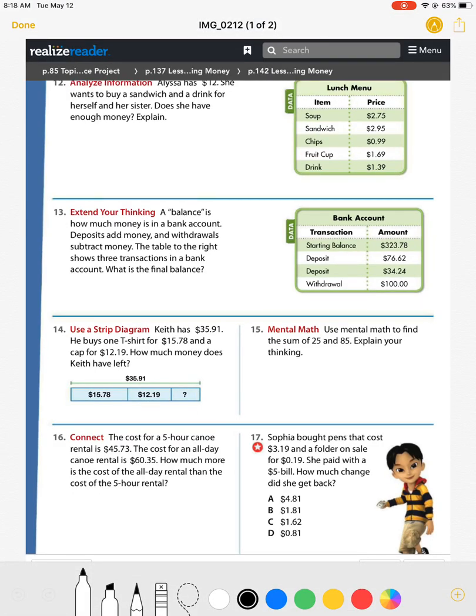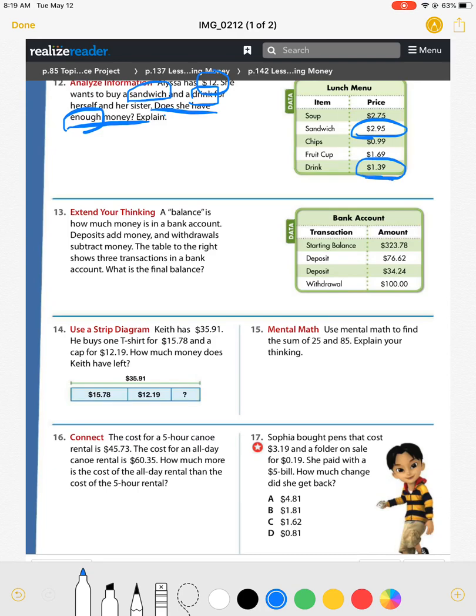Number 12. Alyssa has $12. She wants to buy a sandwich and a drink for herself and her sister. Does she have enough money? Explain. So our question, does she have enough money? And right now she starts out with $12. Let's look at what she wants to buy. She wants to buy a sandwich and a drink. So over here to the right is our lunch menu. So we need to find the sandwich and the price of the drink. Our sandwich is $2.95. The drink is $1.39.